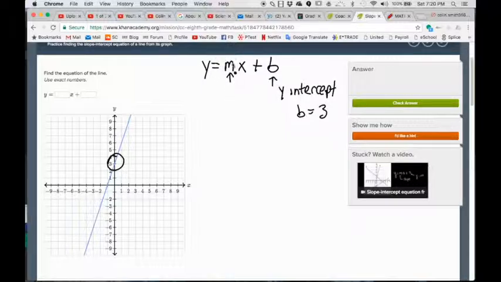So slope is a little bit trickier. M means slope. M is what we use to tell us how much this line is slanting.